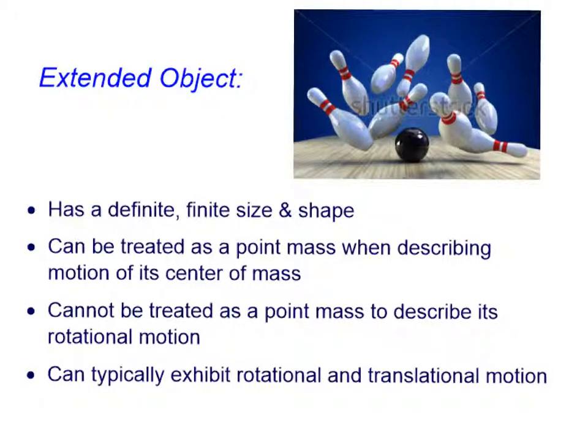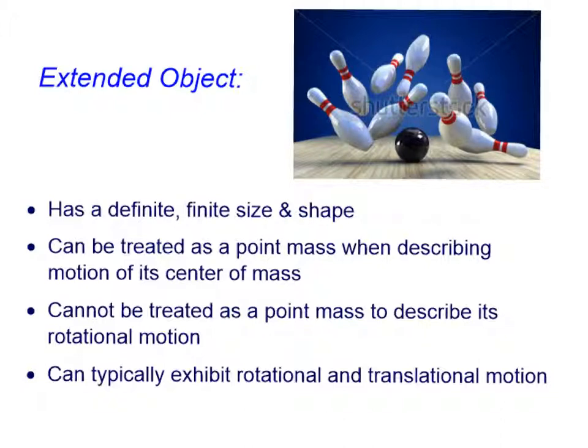First, we need to identify what an extended object is. An extended object is very different from a point mass. An extended object has a definite, finite size and shape. This bowling ball, these bowling pins are extended objects. In this course, we have been treating many extended objects as point masses.